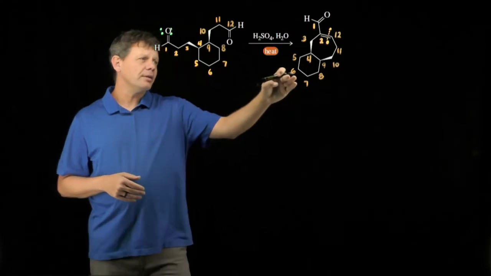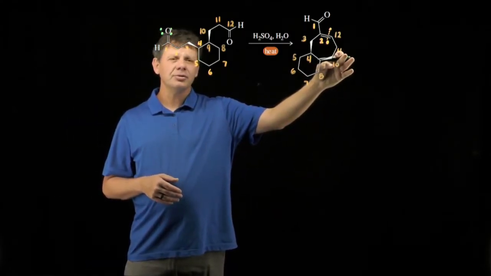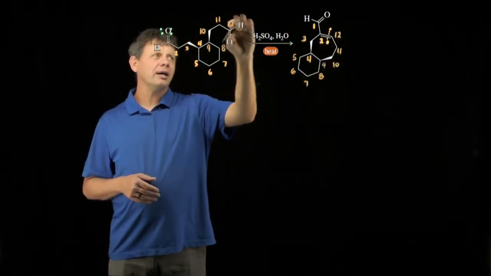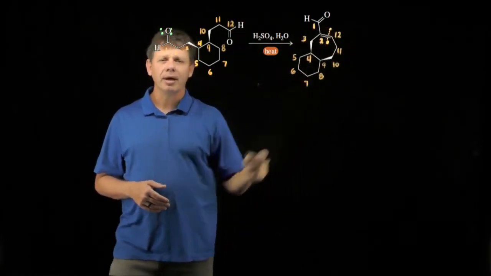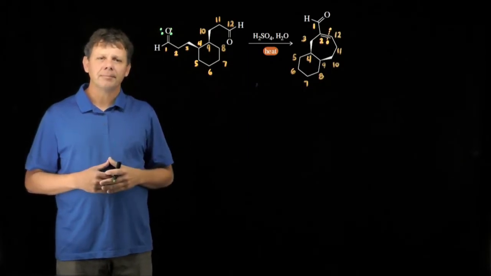The same thing we can do on the other side. Carbon 10 is still a CH2. Carbon 11 is still a CH2. Carbon 12 is no longer a CH2. It was an aldehyde, and it's no longer an aldehyde. It's now a carbon-carbon double bond. Something has changed at carbon 12, so we're doing chemistry there.